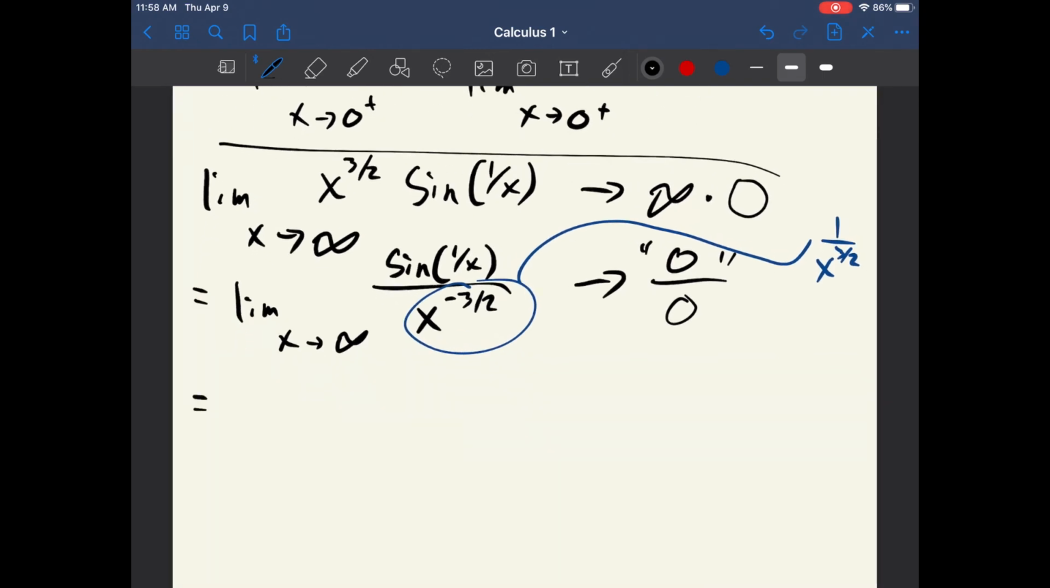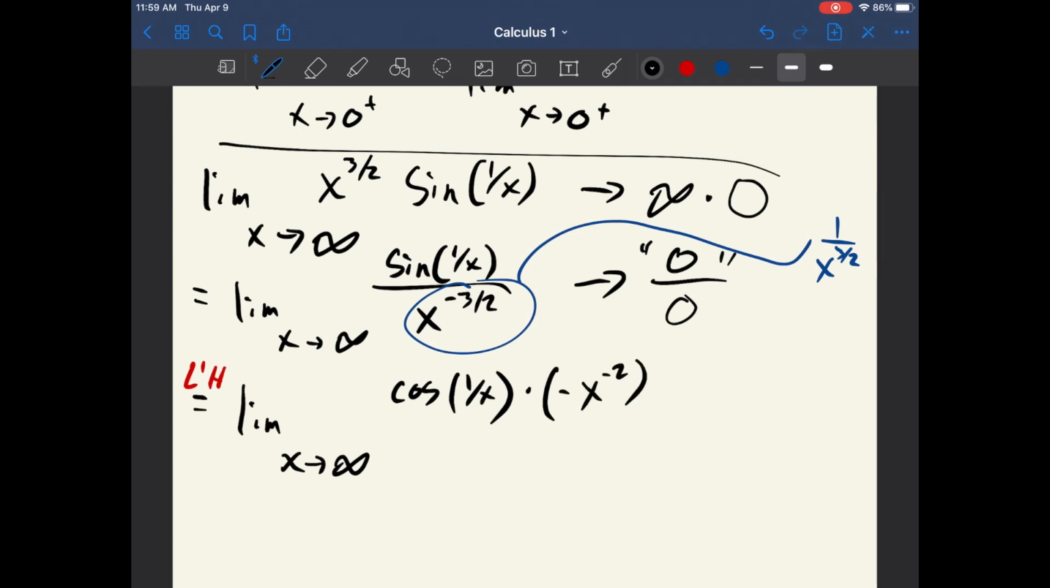So this is equal to, and I'm going to write the little LH to remind myself I'm using L'Hopital's rule. So this is the same as the limit as x goes to infinity, and I'm going to go ahead and take the derivative of the numerator. Note you're going to have to use the chain rule here, right? So the derivative of sine is cosine. So take the derivative of the outside, leaving the inside alone, and then multiply by the derivative of the inside. So 1 over x, that's the same as x to the minus 1. And when we take the derivative of that, it should just be minus x to the minus 2.